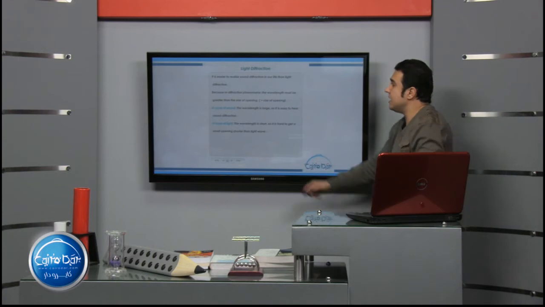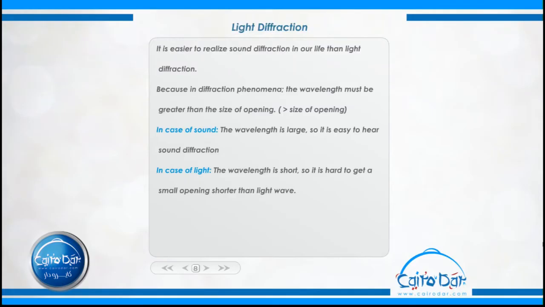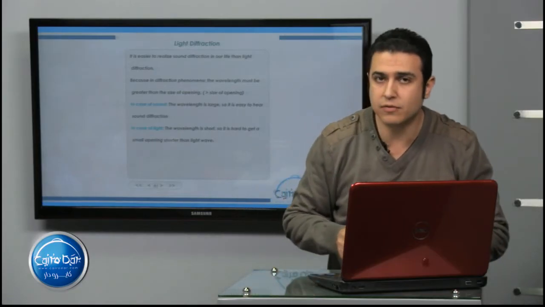So it is easier to realize sound diffraction in our life than light diffraction, because in the diffraction phenomenon, the wavelength must be greater than the size of the opening, lambda greater than the size of the opening. In the case of sound, the wavelength is large, so it is easy to hear sound diffraction. But in the case of light, the wavelength is too short, so it is hard to get a small opening shorter than the wavelength of light.